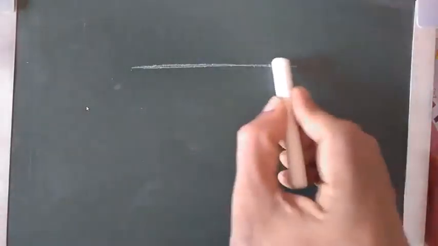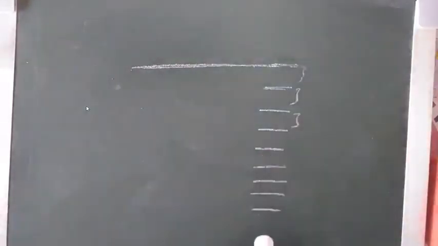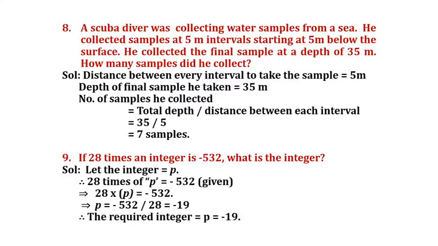So every 5 meters from the sea level, he is taking the samples like this: 5, 5, 5, 5. This is 5 meters, 5 meters, 5 meters. For every 5 meters, he is taking one sample here, at an interval. So he collected the final sample at a depth of 35 meters. Somewhere here, 35 meters is the last sample he is taking.